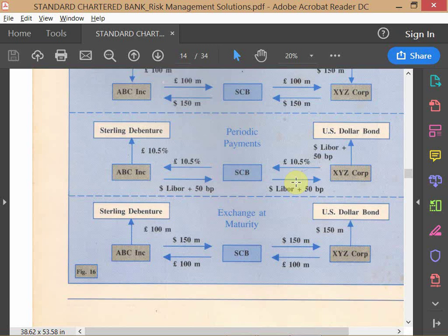So what XYZ is saying to Stanchart is: give me a price for a cross-currency IRS, sterling USD cross-currency IRS, where I will receive 3-month dollar LIBOR plus 50 basis points on the floating leg. Now you tell me, in exchange for this, how much do you want me to pay in fixed rate sterling? Is this clear? Is this question clear to everyone?